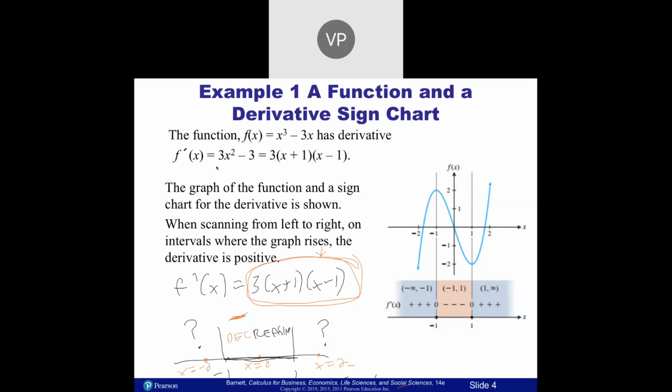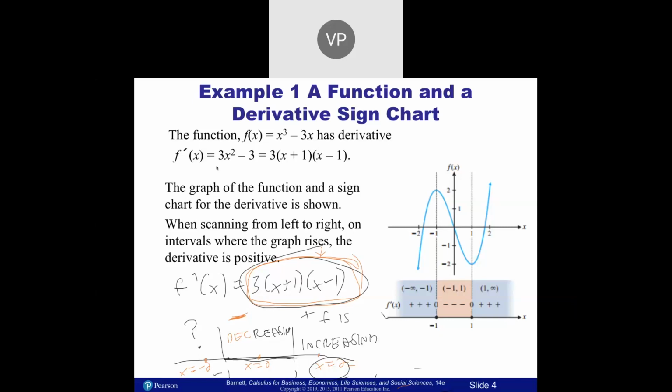So I turn around and do the same thing here with the 2. When I plug in 2 to this derivative, I get 3 times 3 times 1. All I'm looking at is the signs. It's a positive number, which tells me in this area over here, my function is increasing.